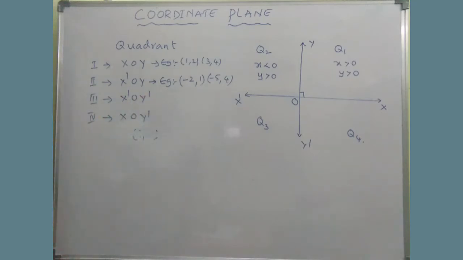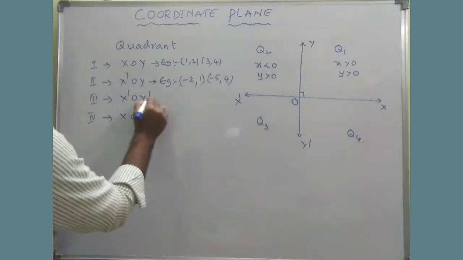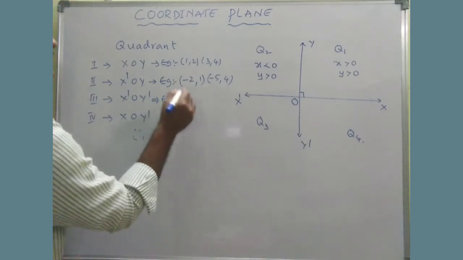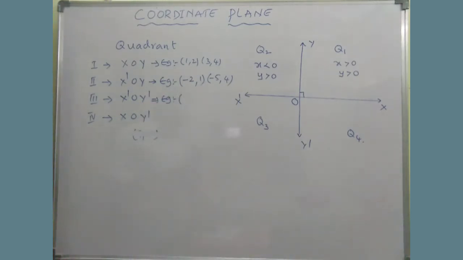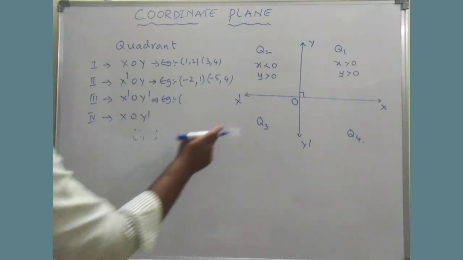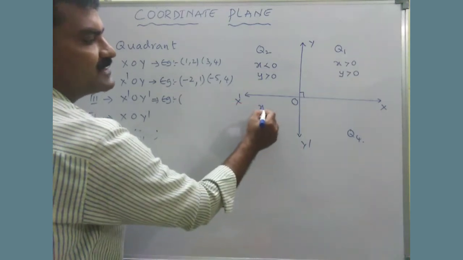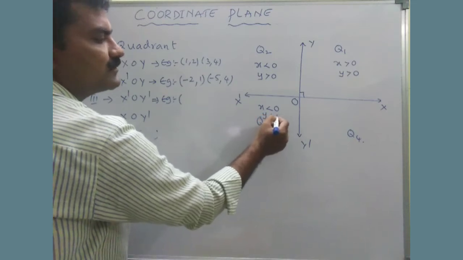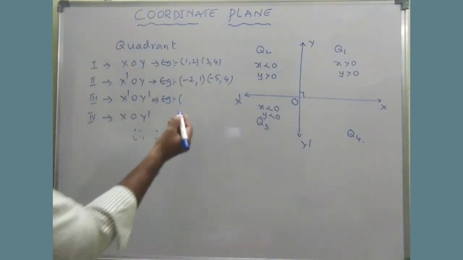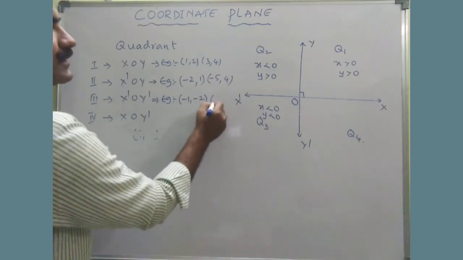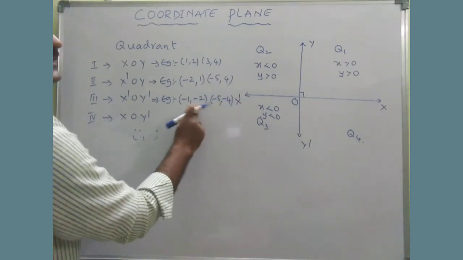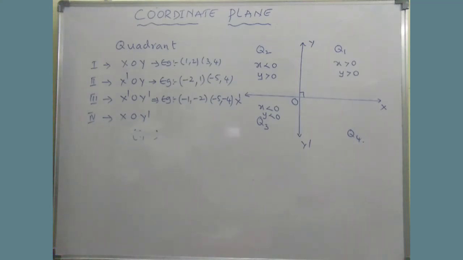Now can you guess, if a point belongs to the third quadrant, what is the nature of its x and y coordinates? Very simple. Third quadrant: negative x-axis, negative y-axis. That means x should be negative, and y also must be negative. For example, (-1, -2), (-5, -4). Both x coordinate and y coordinate are negative, hence that point lies in the third quadrant.